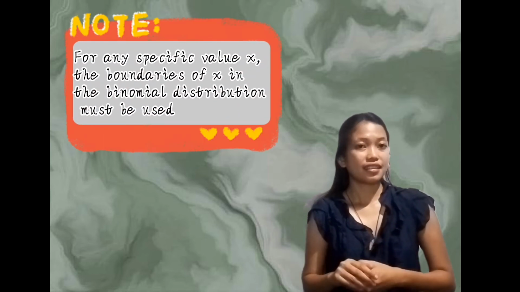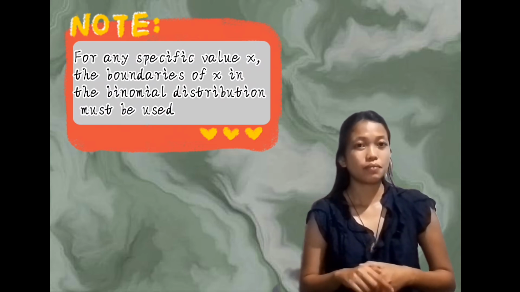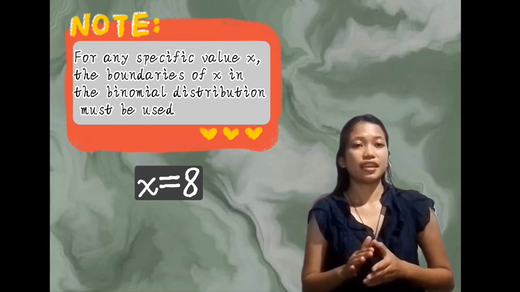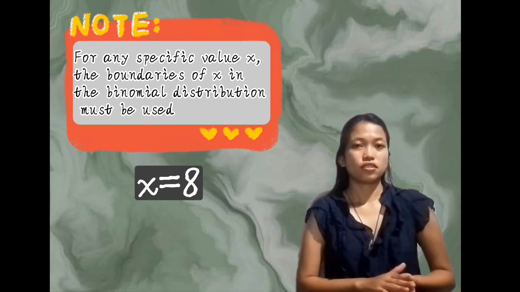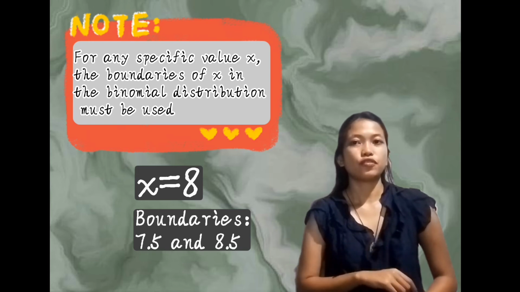The continuity correction is a correction employed when a continuous distribution is used to approximate a discrete distribution. The continuity correction means that for any specific value of x, the boundaries of x in the binomial distribution must be used. For example, if our x is 8, then we should use its boundaries, which are 7.5 and 8.5.